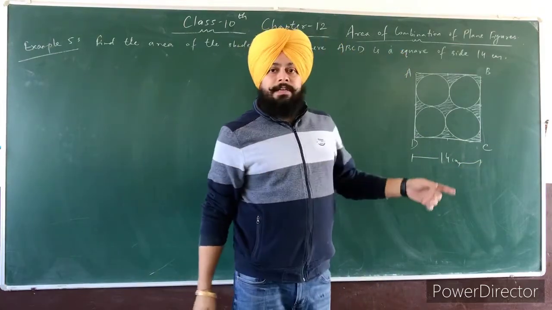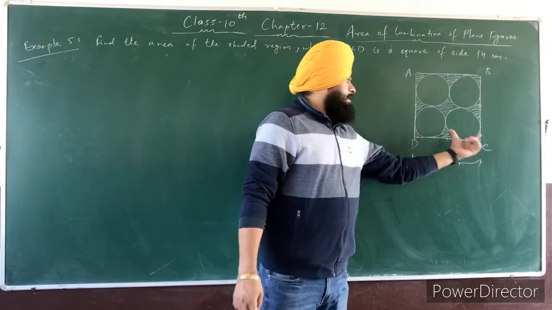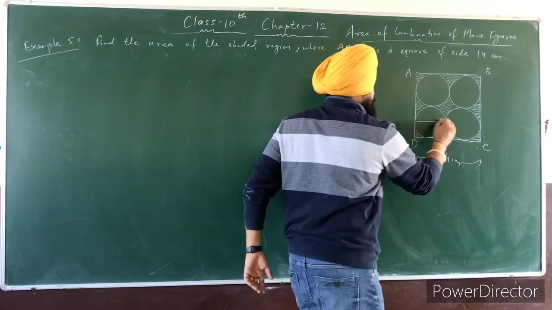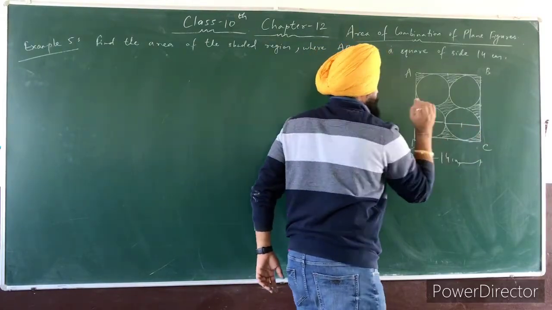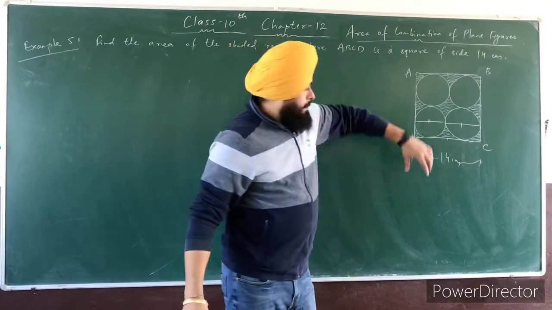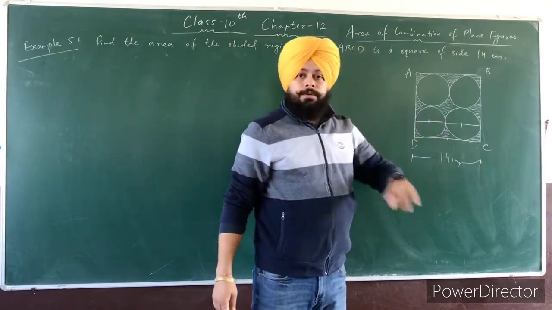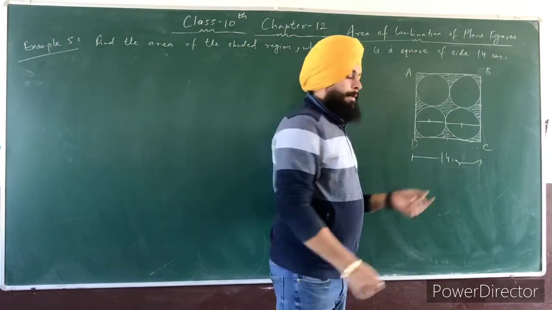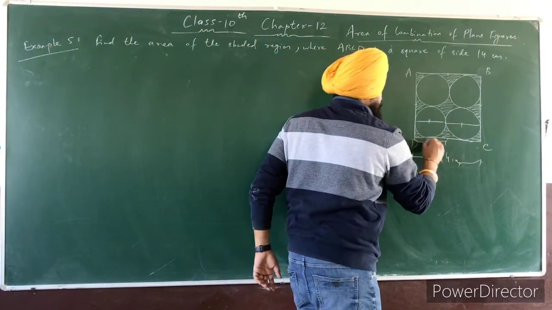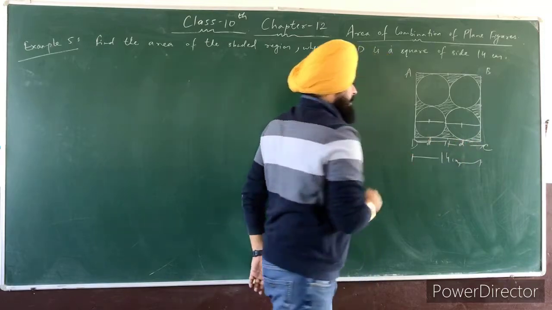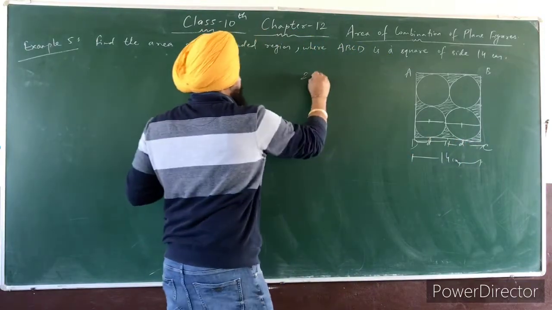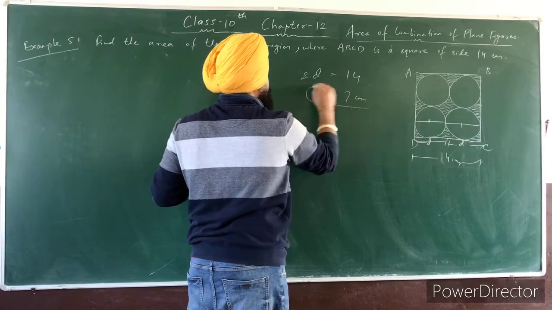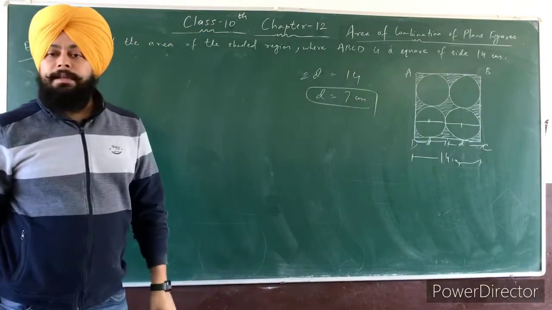And along each side, you can see there are 2 circles. Along this side there are 2 circles. It means 14 is equal to 2 into diameter, because if there are 2 circles, it means there are 2 diameters. And you can see here 2 diameters is equal to 14. So the diameter of one circle is of length 7 centimeter.